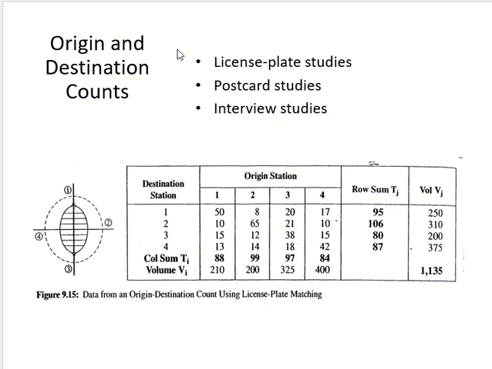What is the method? For every row and column, do volume upon summation: the volume which you got from the field, and the summation which you got from every row and column. So 210 upon 88, 200 upon 99, and so on. Similarly, 250 upon 95, 310 upon 106, and so on and so forth.